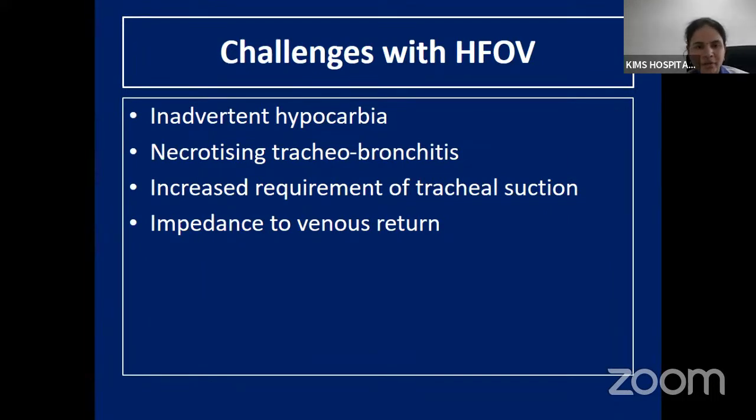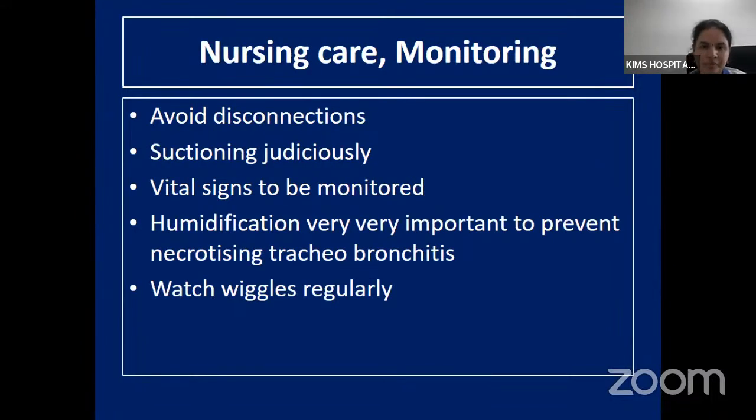The other challenges with high frequency ventilation include inadvertent hypocarbia because of CO2 washout. The high flow velocity of the gas that is being used can result in necrotizing tracheobronchitis. Increased requirement of tracheal suctioning may be one of the problems. So with high frequency ventilation, the nurses need to monitor more often for tubal obstruction. And when high mean airway pressures are used, although this may be desirable for the parenchymal disease that we are treating, it may result in impedance to the venous return.